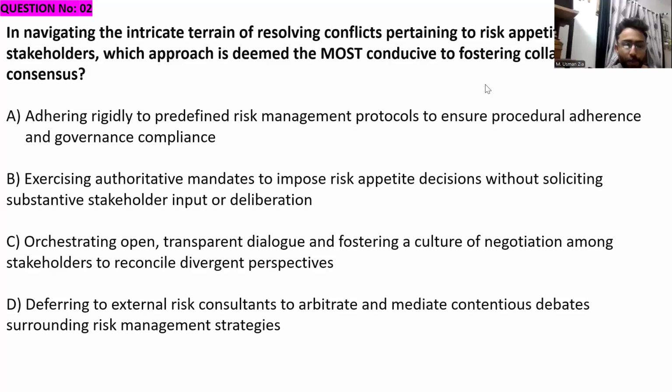Let me absorb the question now. In navigating the intricate terrain of resolving conflicts pertaining to risk appetite among the stakeholders, which approach is deemed the most beneficial?